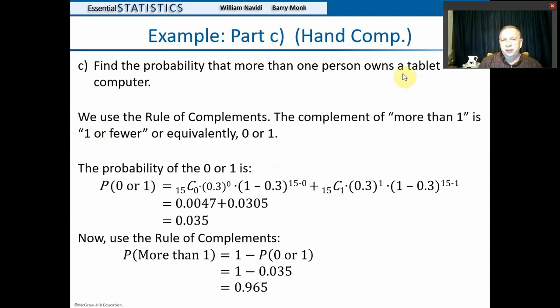More than 1 is 2, 3, 4, 5. So we could use the rule of complements. We could find that more than 1 is the complement of 1 or fewer. We could calculate the 0 or 1, just like we did last time, but we don't include the 2. And then the complement is 1 minus the probability of 0 or 1, which is the more than 1. So that is 0.965.